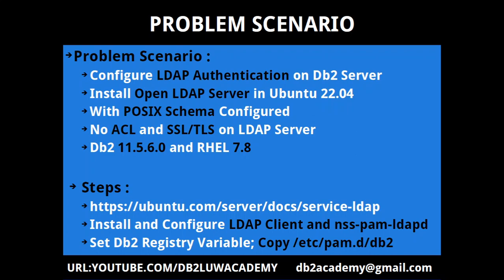and there is a detailed documentation available at ubuntu.com/server/docs/service-ldap. If you follow those steps, it's very neatly given. All you need to do is install a couple of packages for the OpenLDAP server and check whether it is up and running, and then you can add data to the directory tree. The POSIX account is already there, so you just need to add the data.